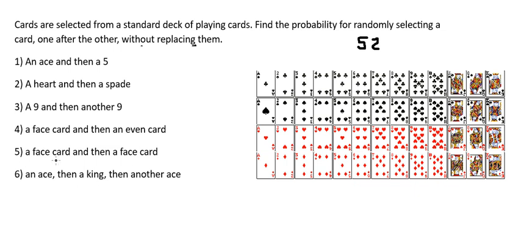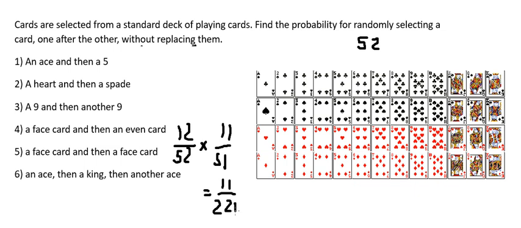So the next one, we have 12 face cards in here, and that is 12 over 52. And then we select another face card, that's 11 over 51. So we calculate this one, and we got 11 over 221.